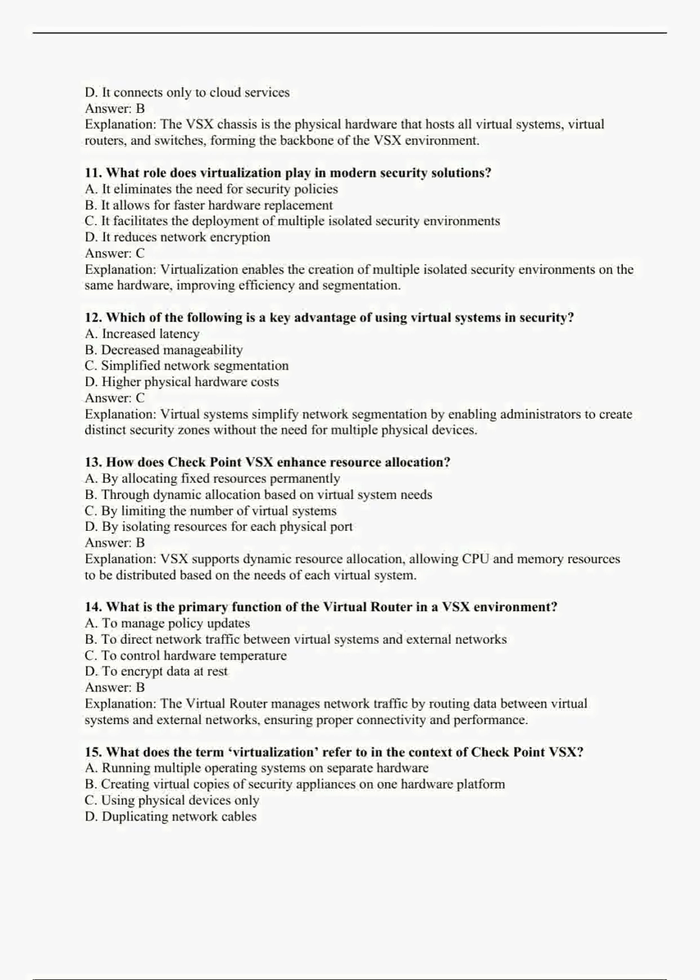segmentation. 12. Which of the following is a key advantage of using virtual systems in security? A. Increased latency. B. Decreased manageability. C. Simplified network segmentation. D. Higher physical hardware costs. Answer C. Explanation. Virtual systems simplify network segmentation by enabling administrators to create distinct security zones without the need for multiple physical devices.